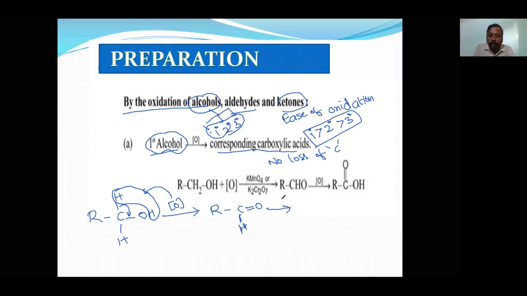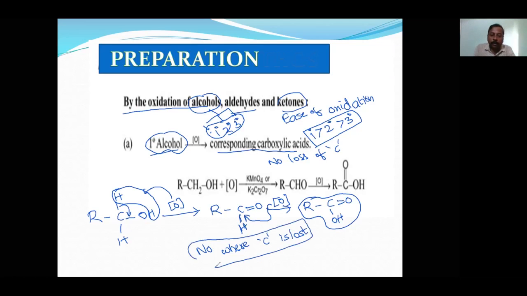Then further, if you add oxygen, that will insert itself here. So what it will form? RC double bond O OH. This is the functional group RCOOH. I think the first thing is understood. Nowhere here is carbon lost, and that is the advantage. No carbon is wasted, therefore this is the best method with 1 degree alcohol. Why do they prefer 1 degree alcohol? Now I think it is clear to all of you.